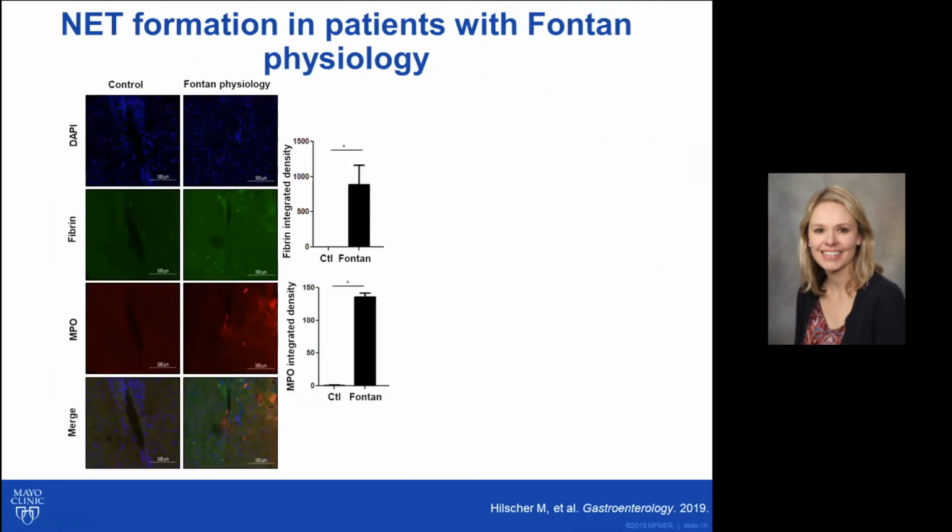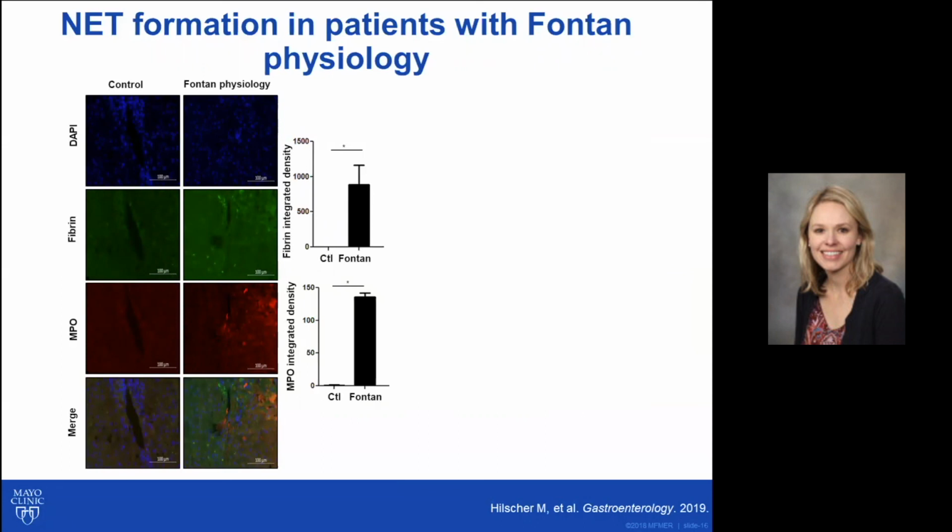To further test our hypothesis, liver samples were obtained from patients who had undergone the Fontan procedure in addition to healthy controls. We performed immunostaining, which confirmed that livers from patients with Fontan physiology had increased sinusoidal fibrin that was spatially associated with myeloperoxidase, a neutrophil granular protein, which is a key component of NETs. This suggested that NET formation was driving sinusoidal thrombosis in Fontan patients.